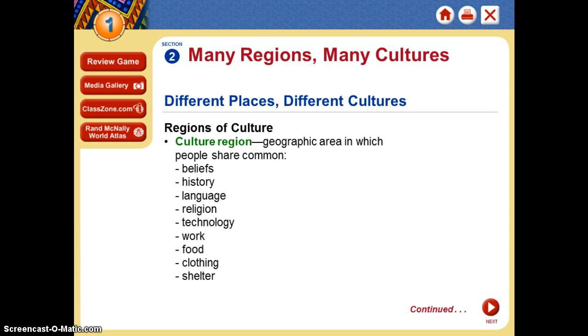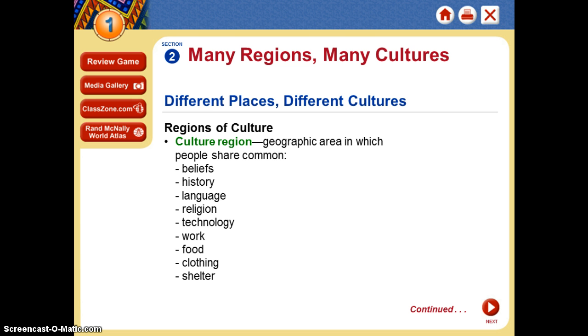Now, usually these culture regions, the people within them share many, if not all, of these culture traits. For instance, the U.S. is predominantly Christian. Well, Latin America is as well. Parts of Africa are also predominantly Christian. But just because we share this one culture trait does not mean that we're in the same culture region. A lot of things have to line up to be considered a culture region.